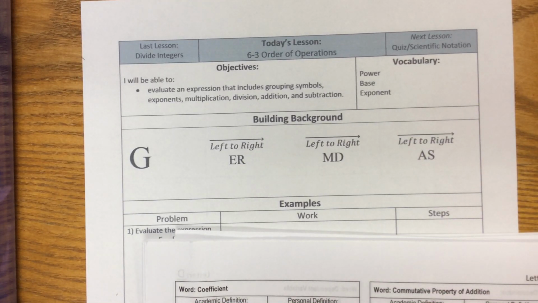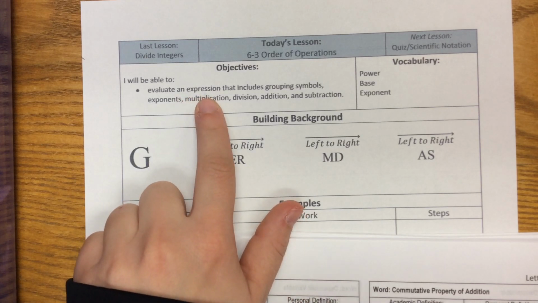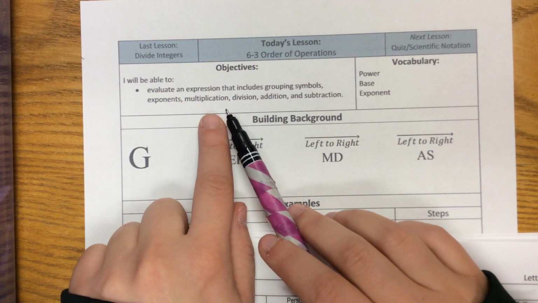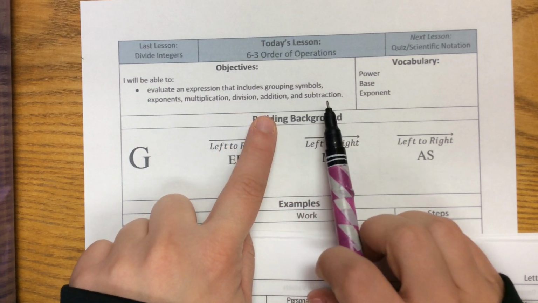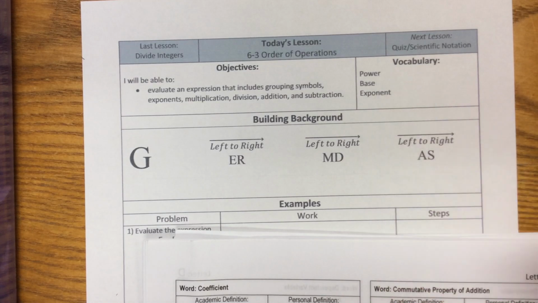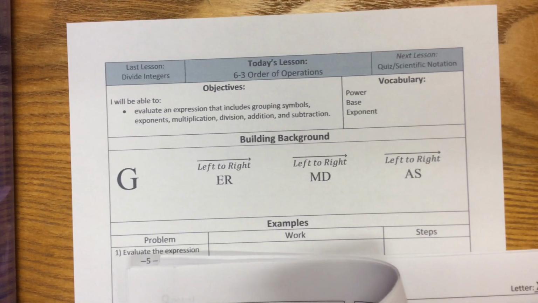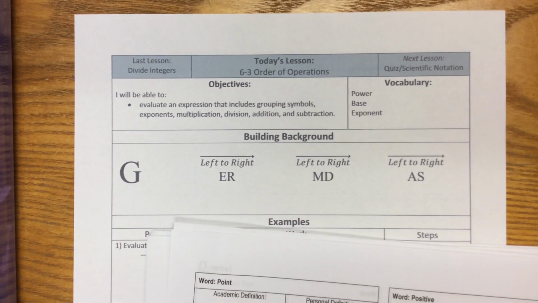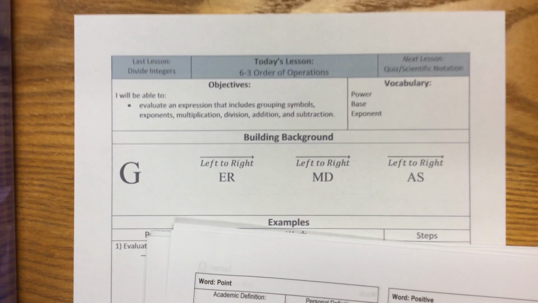Okay, so today we will be able to evaluate an expression that includes grouping symbols, exponents, multiplication, division, addition, and subtraction. So lots of things that it includes. So we're going to start with power. So power is P, which I have on page 15. Okay. So on page 15, power. It's the second one down on the page.